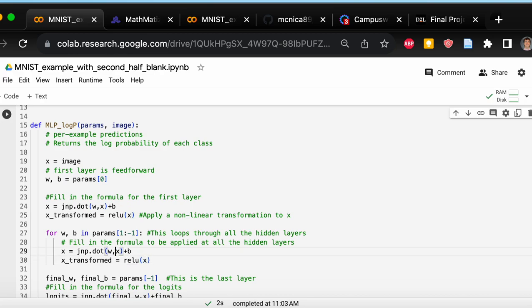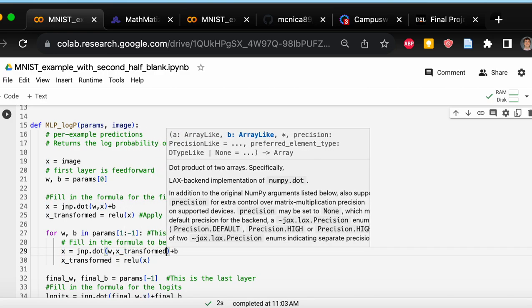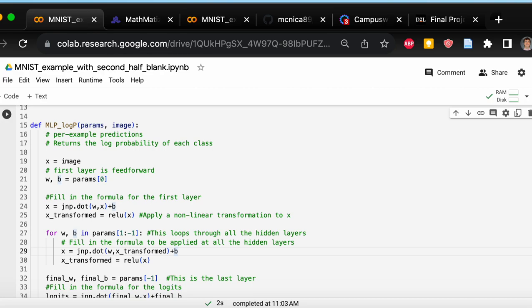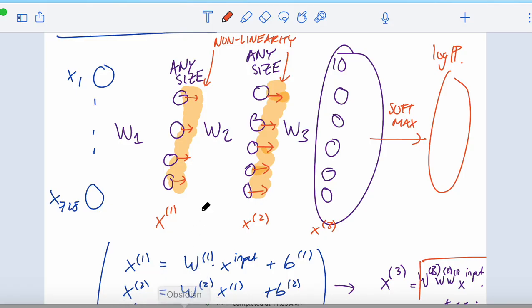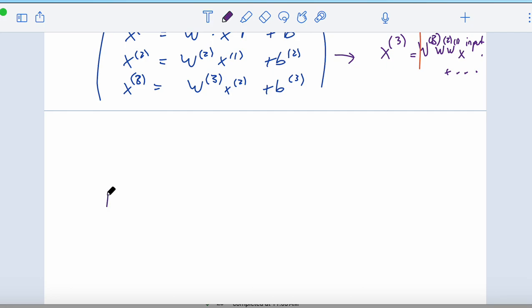One thing here, over here, I don't want to apply this to x. I want to apply it to the transformed x. So when you go from one layer to the next layer, you take the transformed values and use those. So the nonlinearity I'm using is the ReLU function. This is called the ReLU function. And what is the ReLU function? It's a very simple function. The ReLU function looks like this.